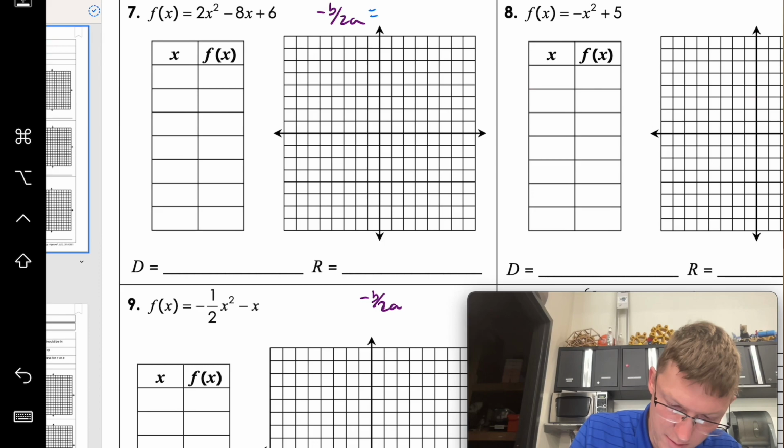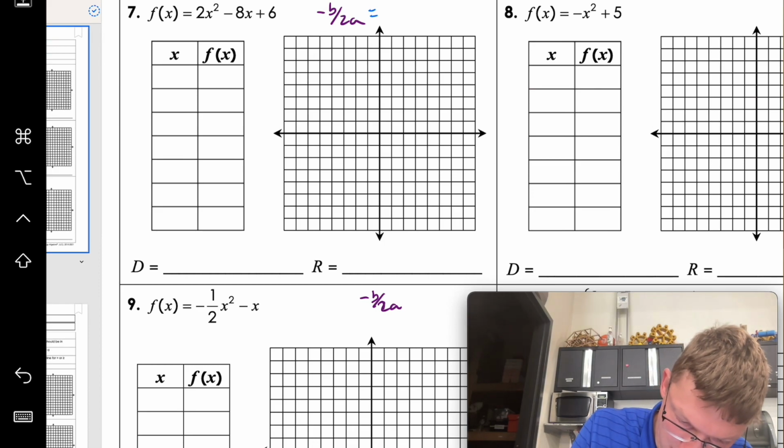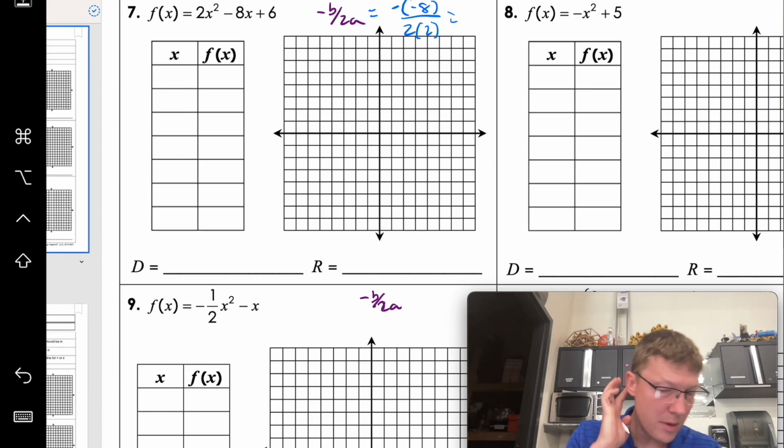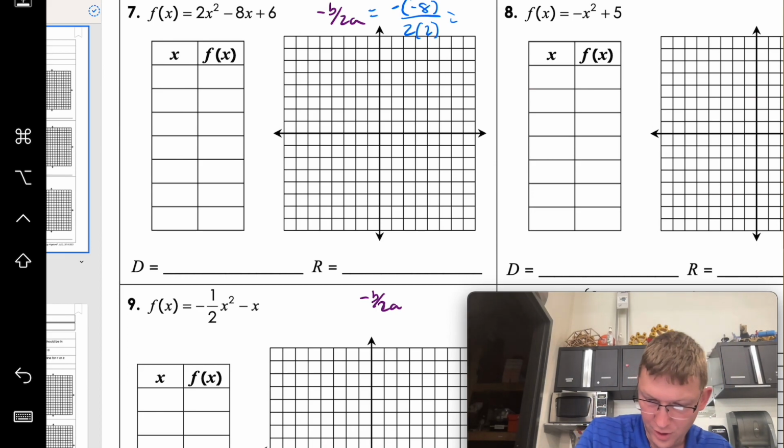So then we're going to plug our negative b over 2 times a. Notice my parentheses again. So we're going to have positive 8 over 4, which equals 2.